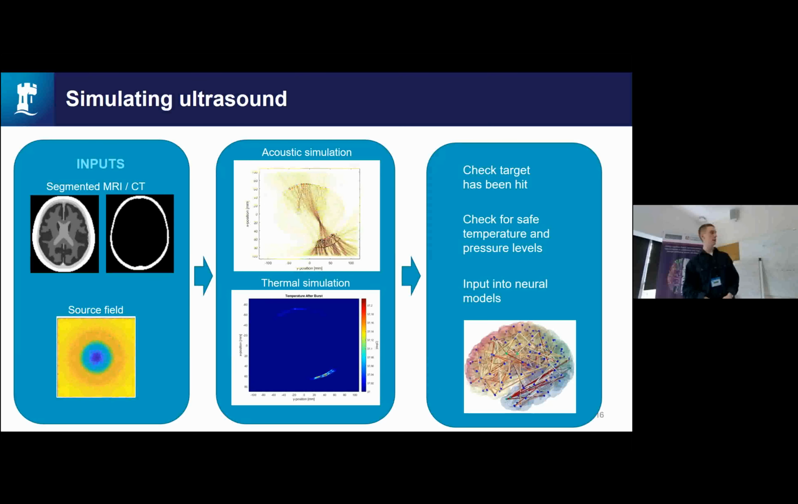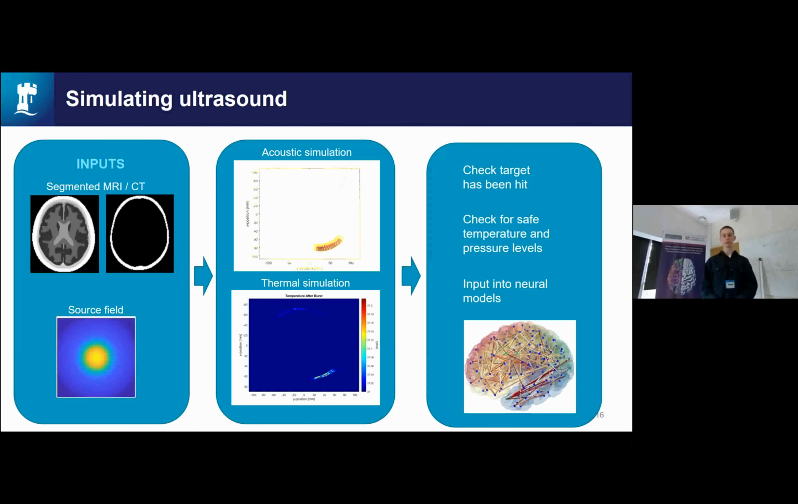And the thermal simulation, it doesn't look like much, and that's because we don't really heat up the brain that much. It's the skull that heats up the most, just because it absorbs so much ultrasound. So once we've run those simulations, we check that we've hit the target, we check safe levels. And what we're particularly interested in doing at Nottingham is finding a way of inputting these results into neural models and trying to predict whole brain effects of targeting a certain region.